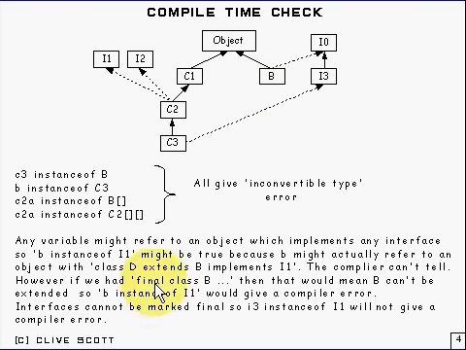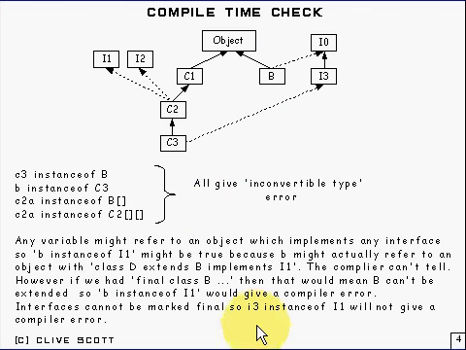Now, there is one exception to that. If class B had been final, if it's been indicated as final class B, then that means in effect that B can't be extended. If you mark the class as final, it can't be extended. So therefore, in that case, B instanceof I1 would give a compiler error. That would again be inconvertible types.